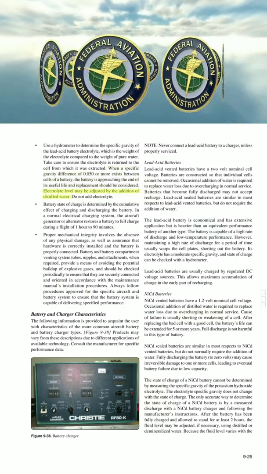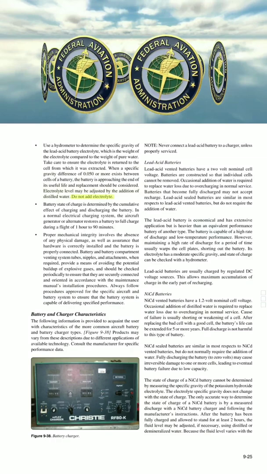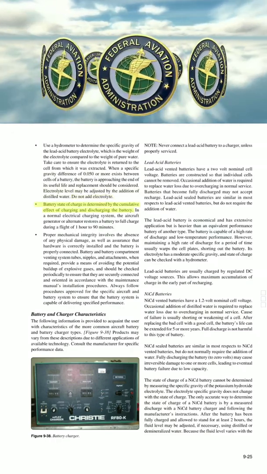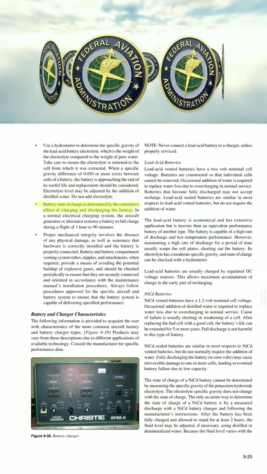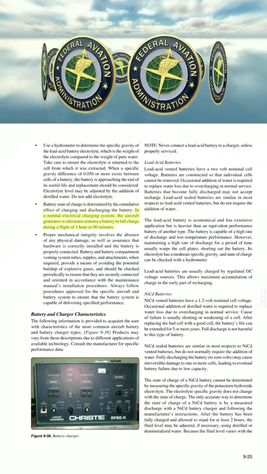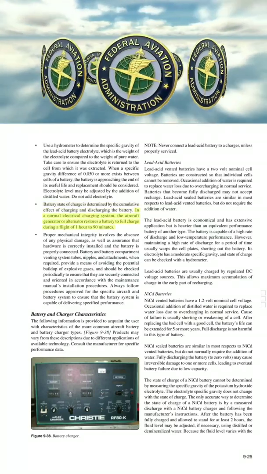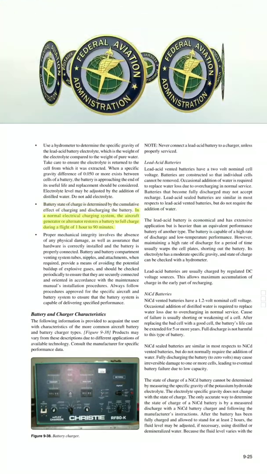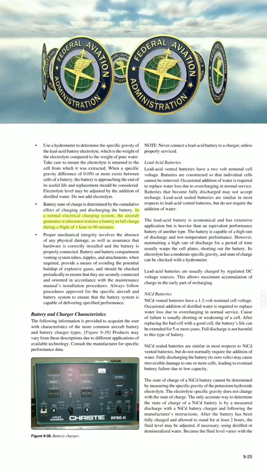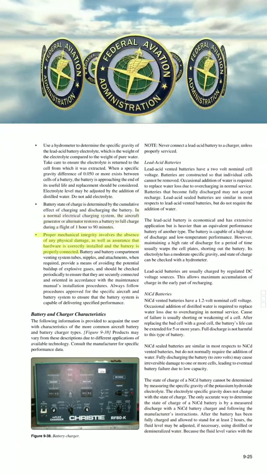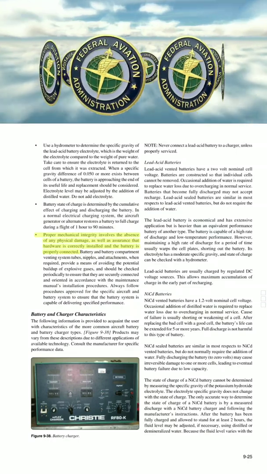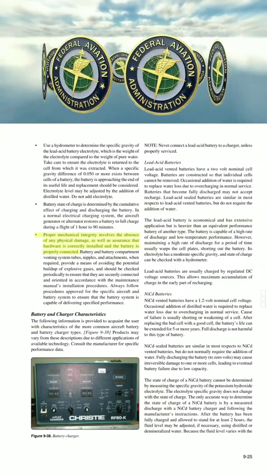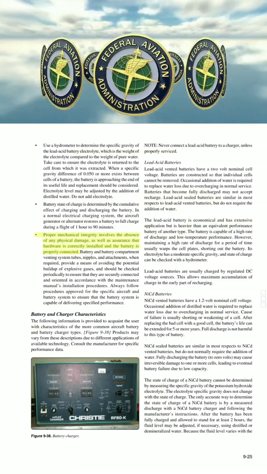Electrolyte level may be adjusted by the addition of distilled water. Do not add electrolyte. Battery state of charge is determined by the cumulative effect of charging and discharging the battery. In a normal electrical charging system, the aircraft generator or alternator restores a battery to full charge during a flight of 1 hour to 90 minutes. Proper mechanical integrity involves the absence of any physical damage, as well as assurance that hardware is correctly installed and the battery is properly connected.